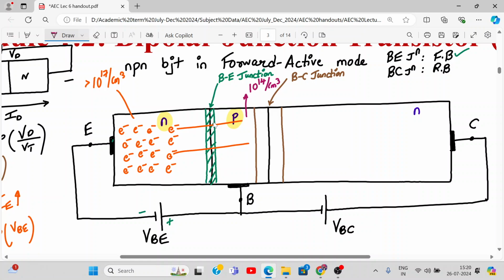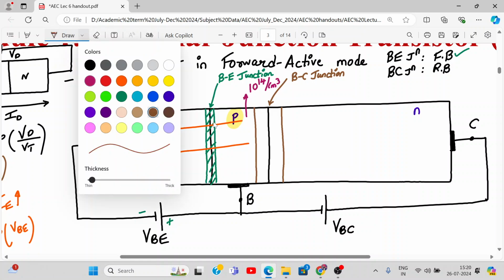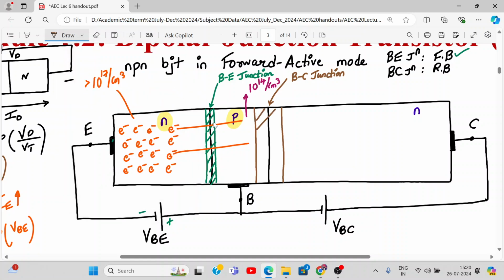What is this I am highlighting? Yes, this is the base-collector depletion layer. Can you tell me why it is wider than this? The green one is quite small, and this width is much greater. Why so? Because the base-collector junction is reverse biased.